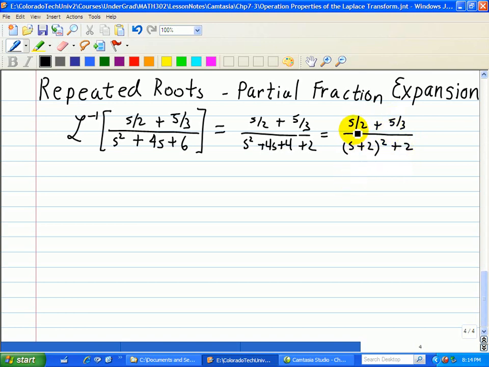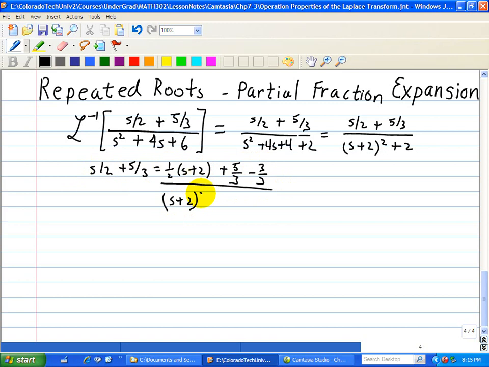So we note that s over 2 plus 5 thirds in the numerator, in order to have that s plus 2 form, can be rewritten as 1/2 (s plus 2). Here we have 5 thirds, so in order to put s plus 2 here we have 1/2 s, and then 1/2 times 2 is 1, so we need to subtract 1. So we'll subtract 3 over 3 in the numerator, over (s plus 2) squared plus 2.